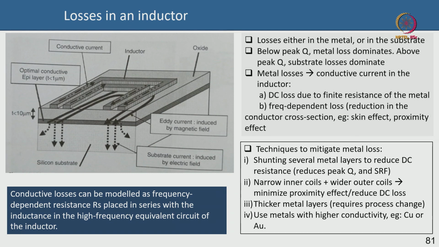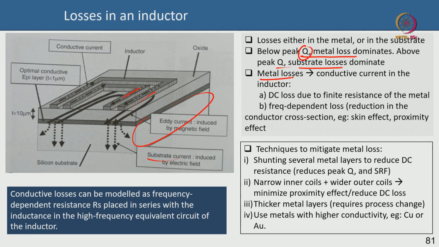So there are many losses in the inductor. I already talked about eddy current and substrate loss, but maybe we can dwell on that a little bit more. So losses can happen in the metallic lines also. They can also happen in the substrate, as I told you, okay, and I told you that at lower frequency metal resistive losses will dominate, so the Q is lower, and once you hit the peak Q, after that your substrate losses will become dominant, which means your capacitive coupling to the substrate will become dominant. That gives you the substrate current, for instance.